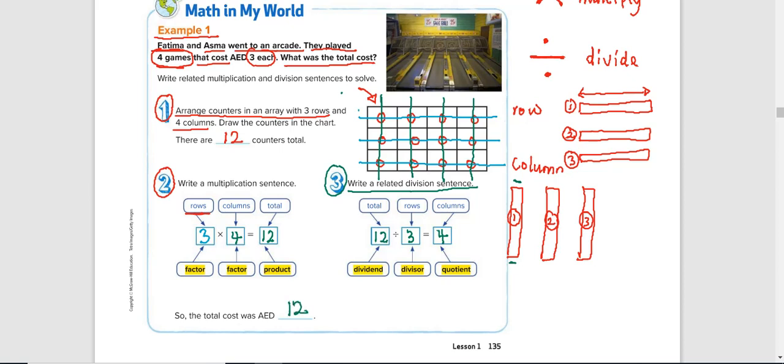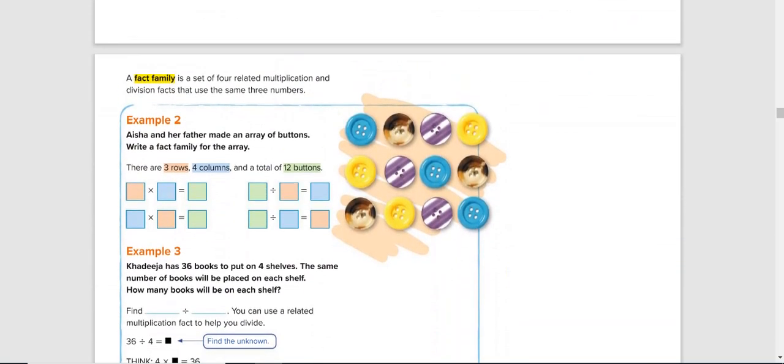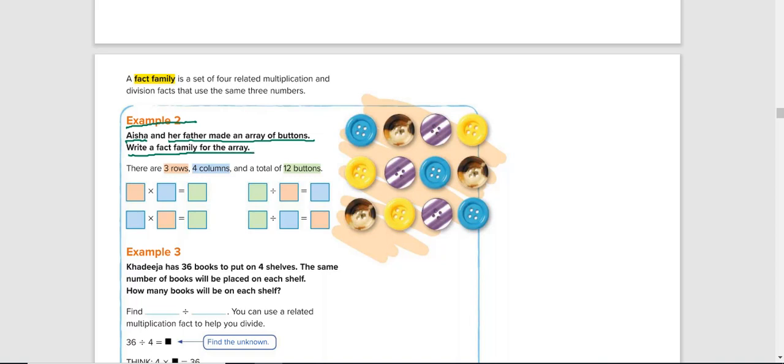Alright, we're going to take a look at another example for better understanding. So let's look at example 2. Aisha and her father made an array of buttons. Write a fact family for the array. It's very easy to do. So here is for the row, and this color is for the column. The color blue is for the column, and here is for the answer.